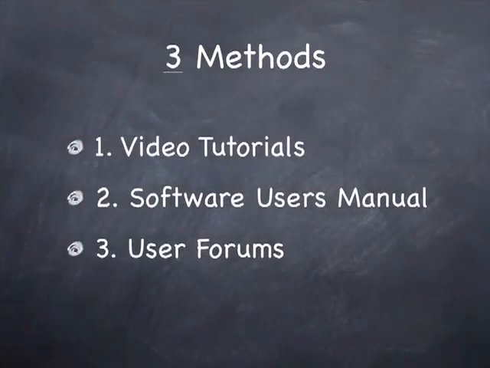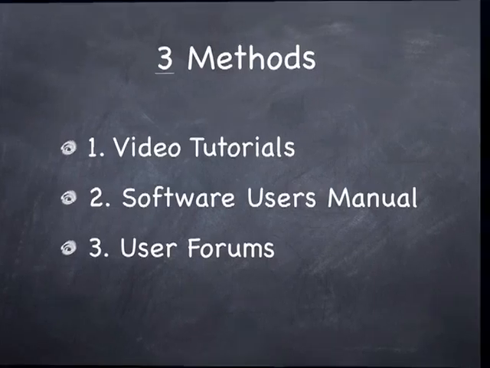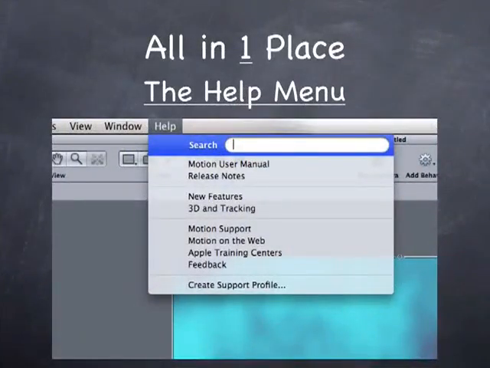There are 3 different methods of help resources available to you. Number 1, video tutorials. Number 2, the actual software user's manual. And number 3, user forums. And all of those can be found in one simple place, the help menu. Any piece of software that you use today will have a help menu option.